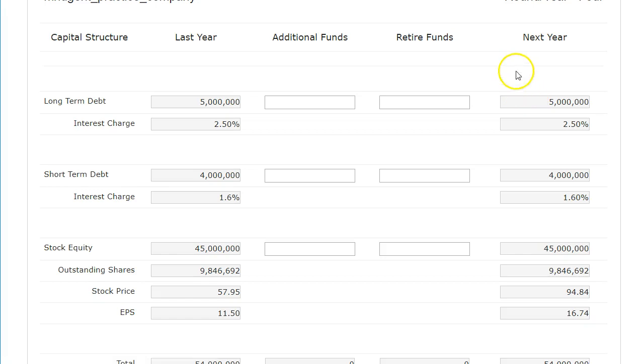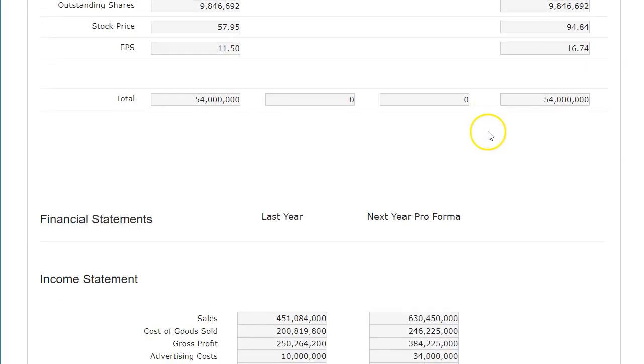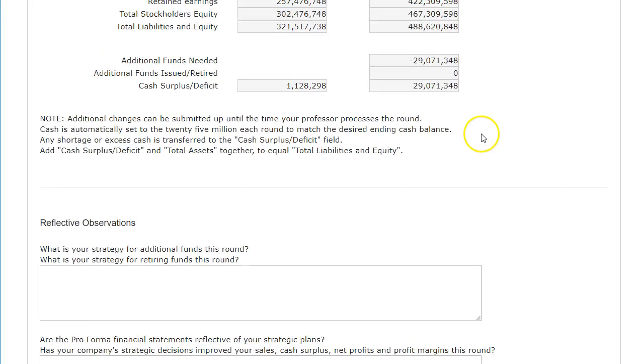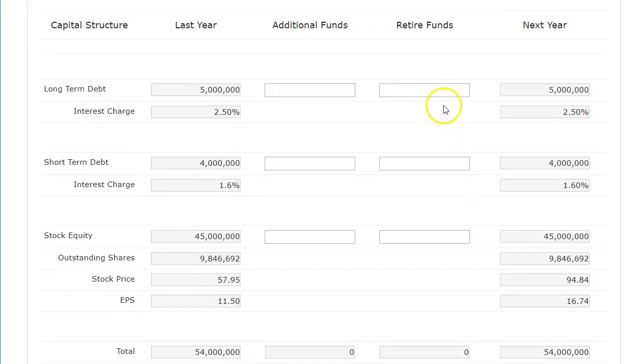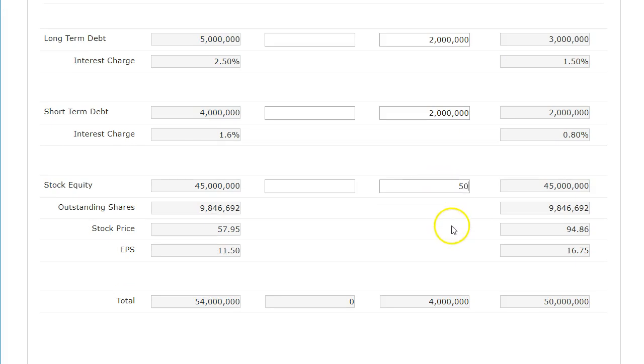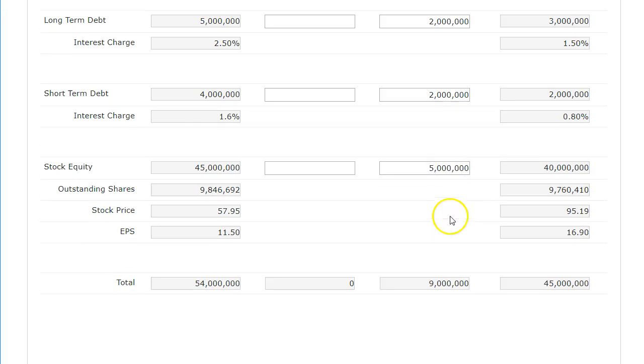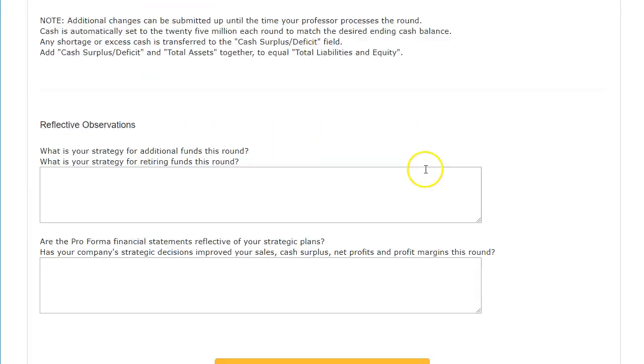So I'm moving into the finance page for round 4. And once I'm done with this, I'll be caught up with the class. I see I have a surplus of 29 million. So let me pay down, again, some debt. And this will help my debt scores, and I'll buy back some stock. Okay, so let me process the round.